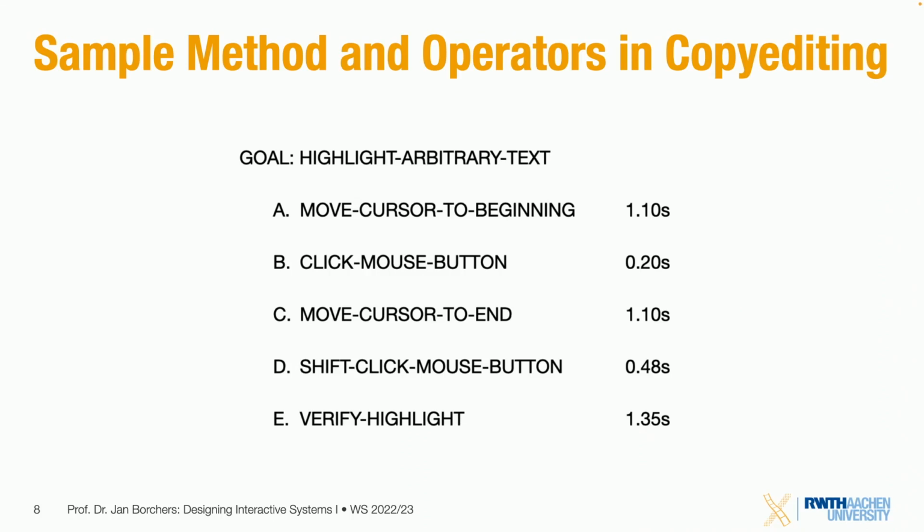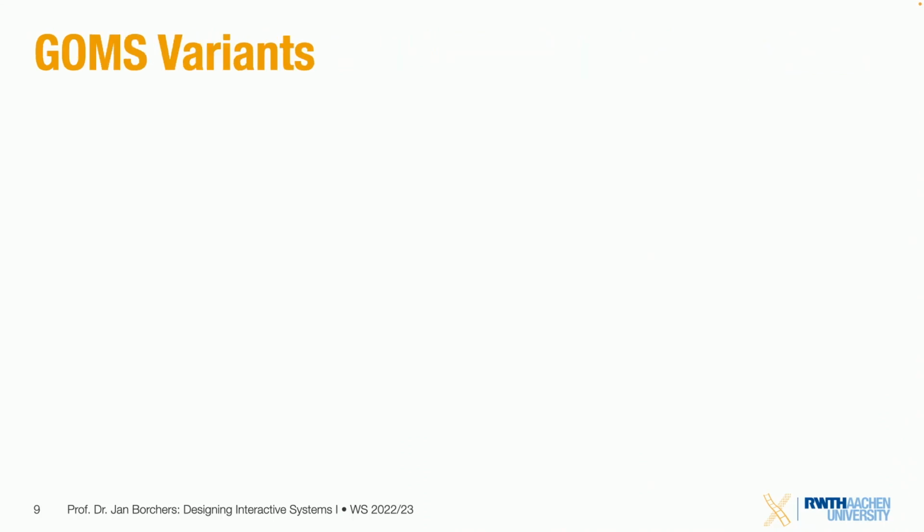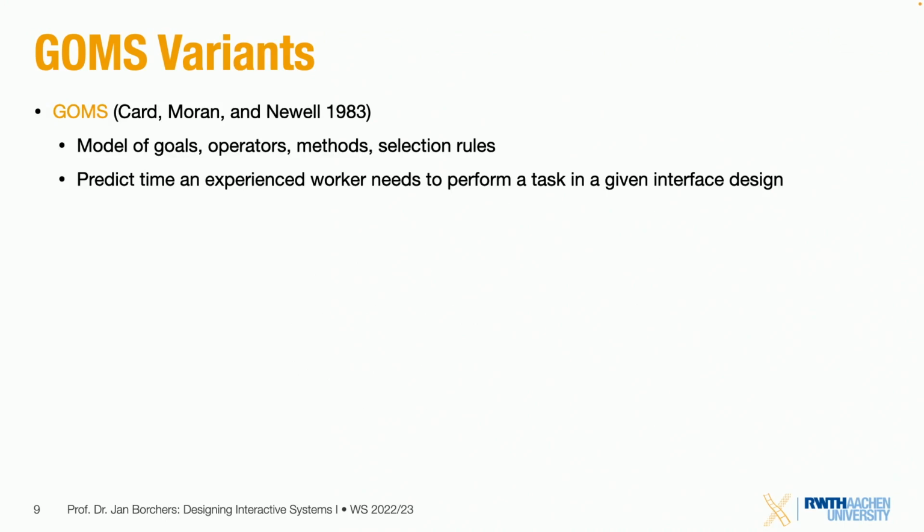So before we look more at GOMS in detail, I want to briefly lay out that there are a couple of variants of it. The first variant is the one I'm talking about right now. The original GOMS model from 1983 was the one I just described, with goals, operators, methods, and selection rules. It lets you predict the time that an experienced worker needs to perform a task in a given interface design.